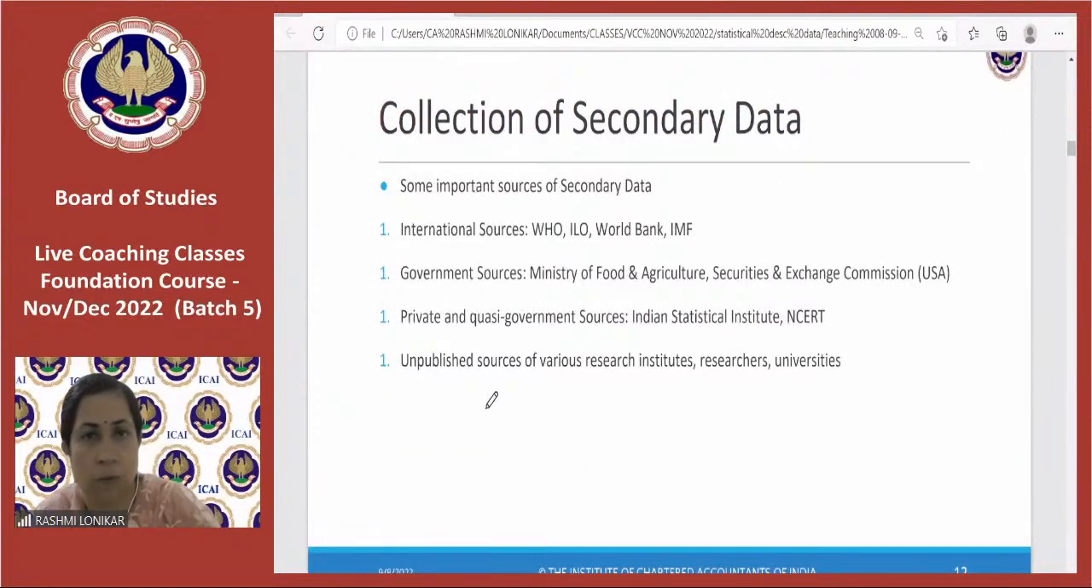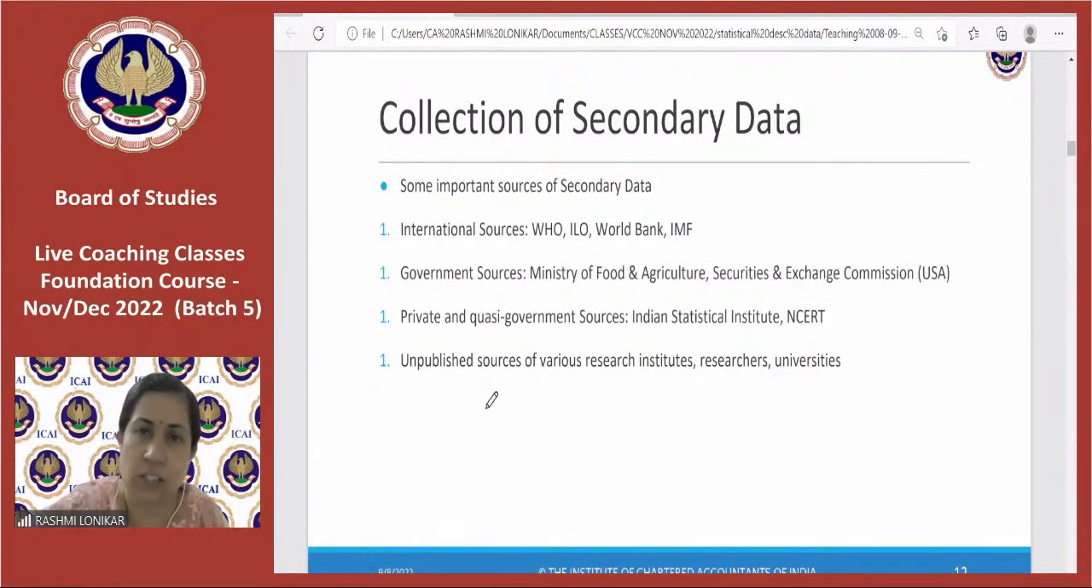Now, this is about primary data. Secondary data is easily available from the World Bank, WHO, IMF, and in India, the Indian Statistical Institute, NCERT, then research publications. So all these are secondary data.